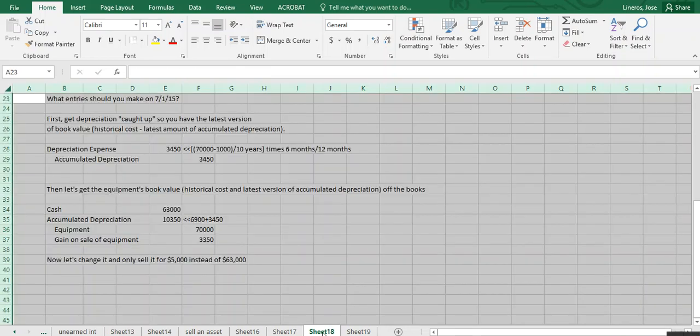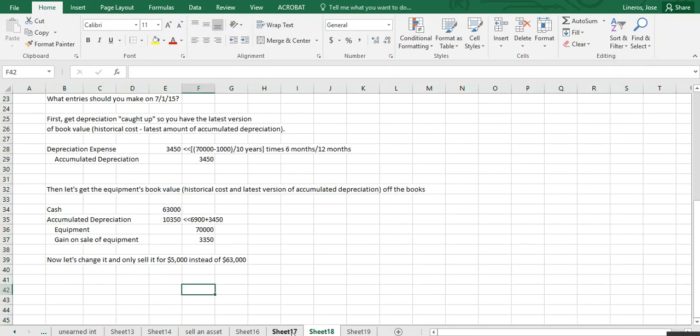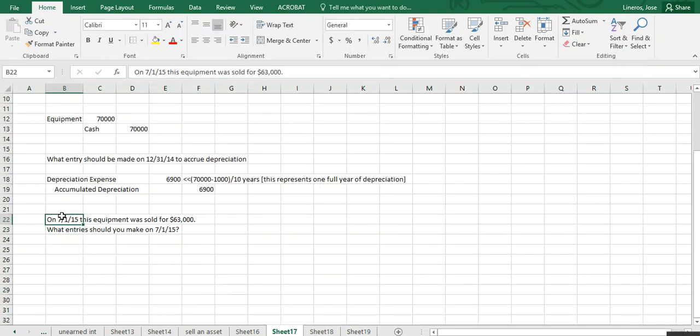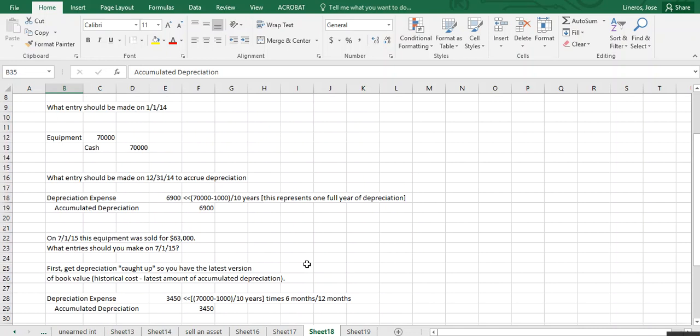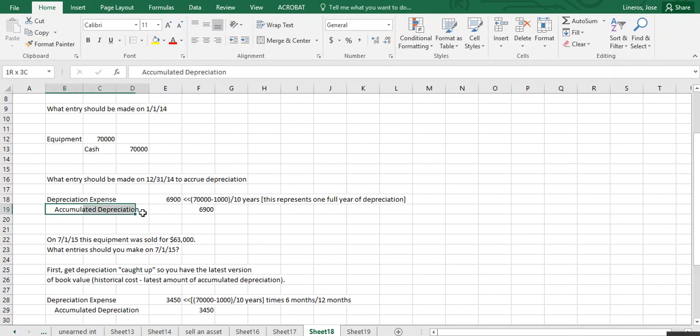Okay, let's look and see what entries we'd make. First of all, you will note, please, when something is sold for $63,000, please get the cash entry right. At least we've got that to anchor us, right? And then something really important happens. We need to take off the books the accumulated depreciation. Now, the problem we have is accumulated depreciation needs to be updated to the latest. So this is what accumulated depreciation is after 1 year.